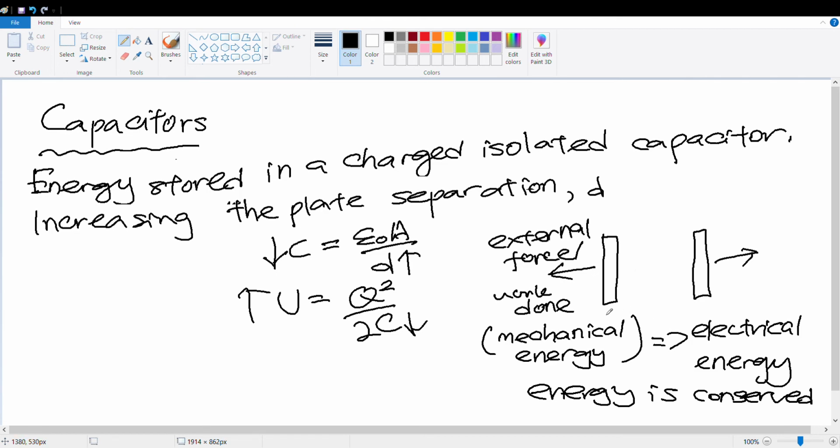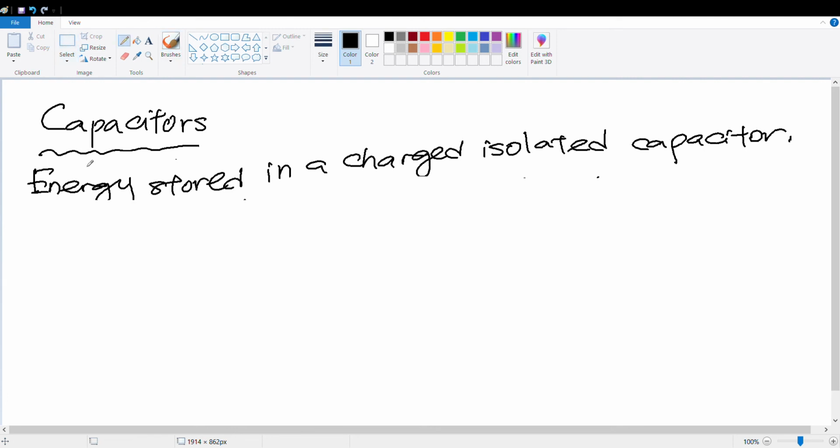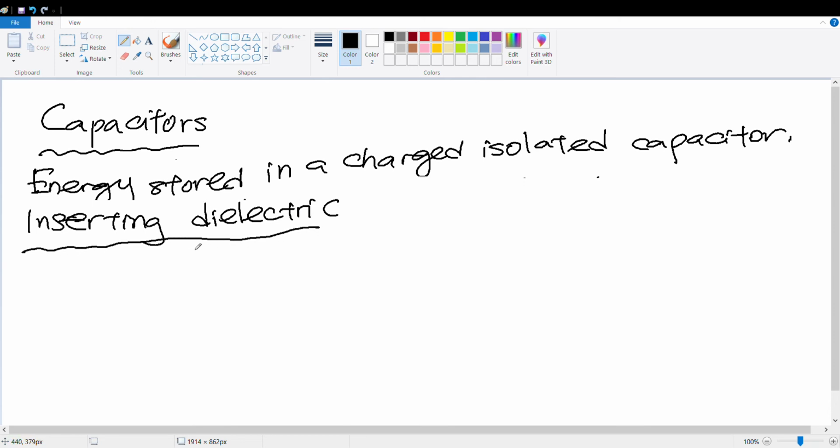Okay, so we have done the first one. Alright, let's move on to the second one. For this second one, we're going to discuss inserting a dielectric. So when inserting a dielectric, we know that the capacitance of the capacitor will increase.